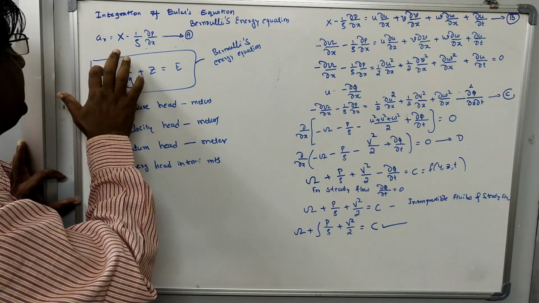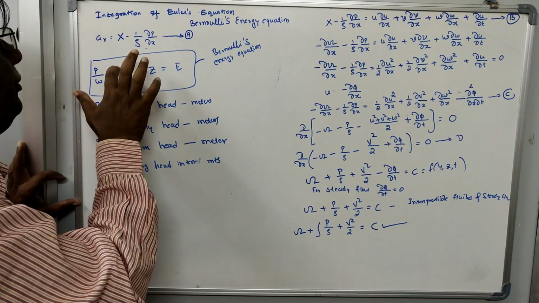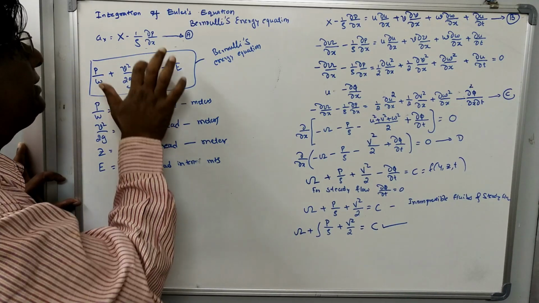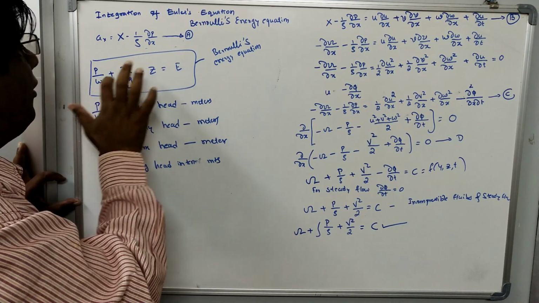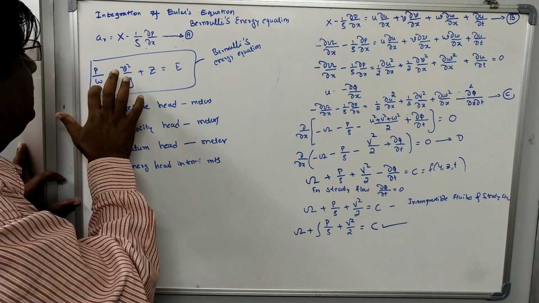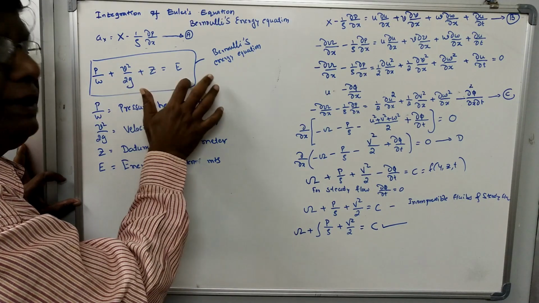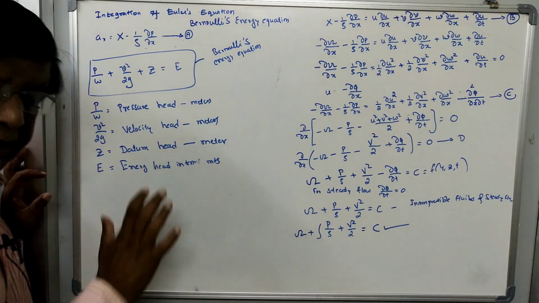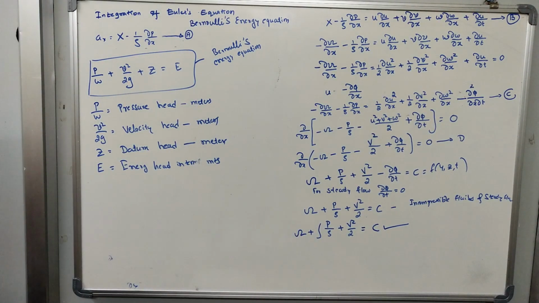and P/W is the pressure head. Then V²/2G is the velocity head, plus Z is the datum head. So all terms in this equation are in terms of meters. So E also you are getting in terms of meters. So this is Bernoulli's energy equation.